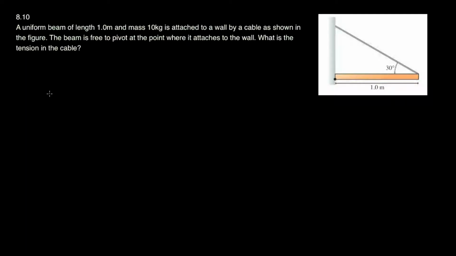Let's try problem 8.10. A uniform beam of length 1 meter and mass 10 kilograms is attached to a wall by a cable as shown in the figure. The beam is free to pivot at the point where it is attached to the wall. What is the tension in the cable?